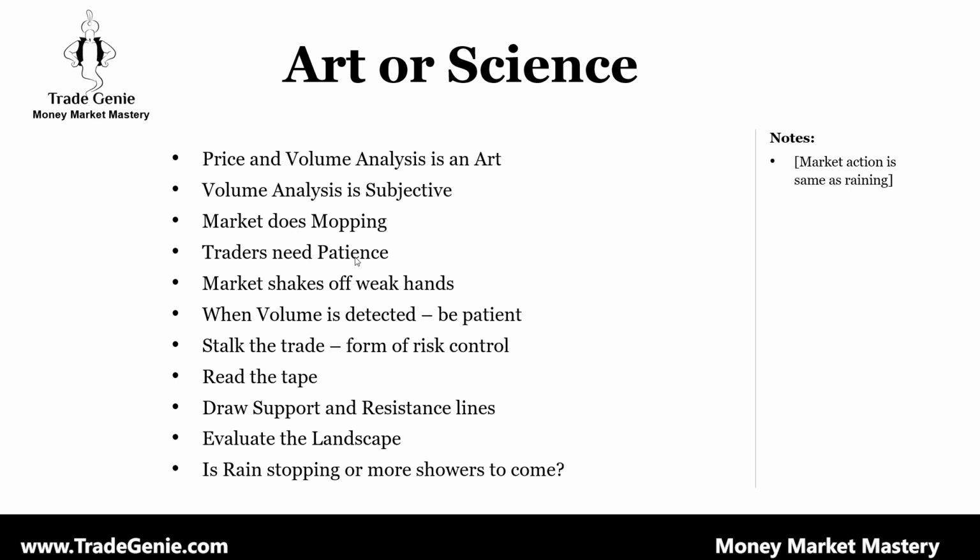So pay attention, adopt the mental state of being patient. Be patient, go slow. The market shakes off weak hands. When volume is detected, be patient. Volume needs to build up gradually, not as a certain spike. If you're looking for a spike in volume on a 2-minute or 1-minute chart, that is garbage, that is noise. So don't pay attention to volume spike alerts. Volume can spike and then nothing happens. Everything is gradual building.